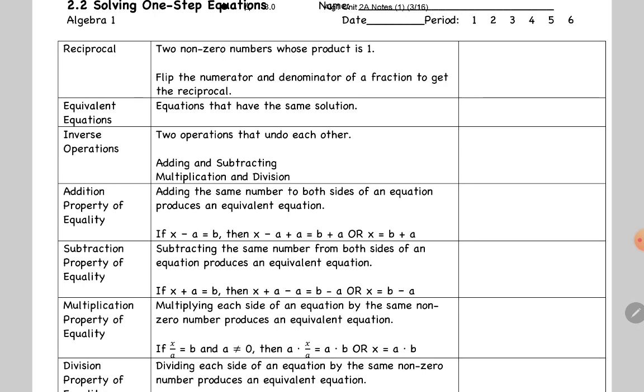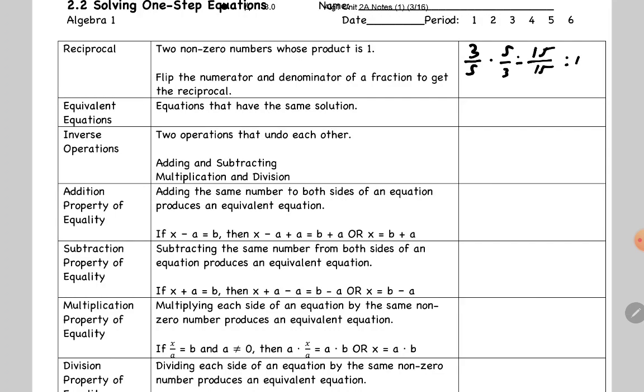So, let me go over some vocabulary really quick. Reciprocal. Reciprocal is two non-zero numbers whose product is 1. So let's say I have 3/5 and 5/3. When I multiply them together, I get 15 over 15, which is 1.